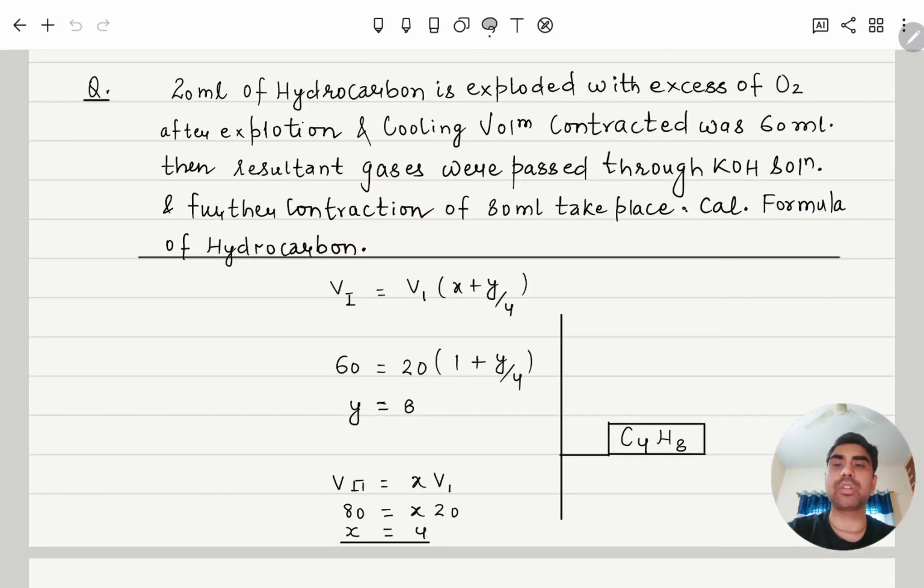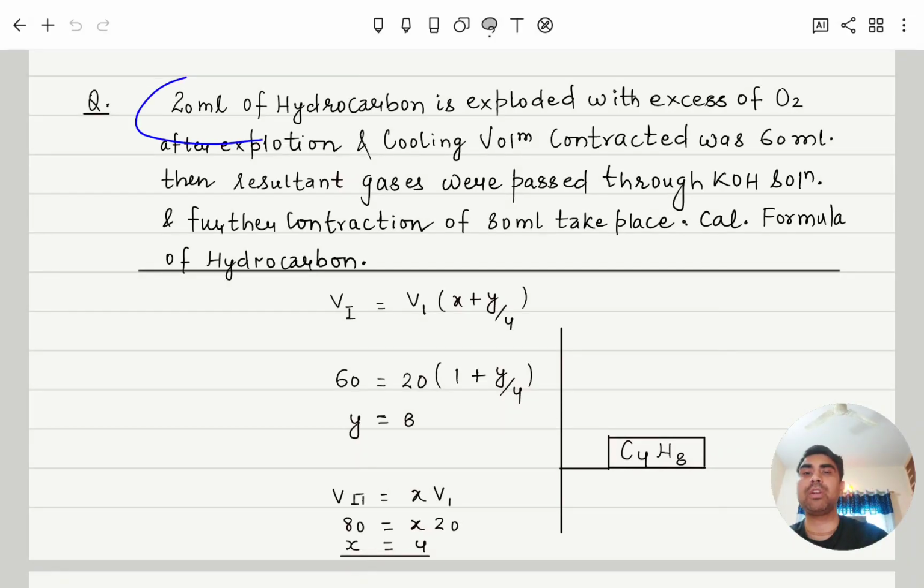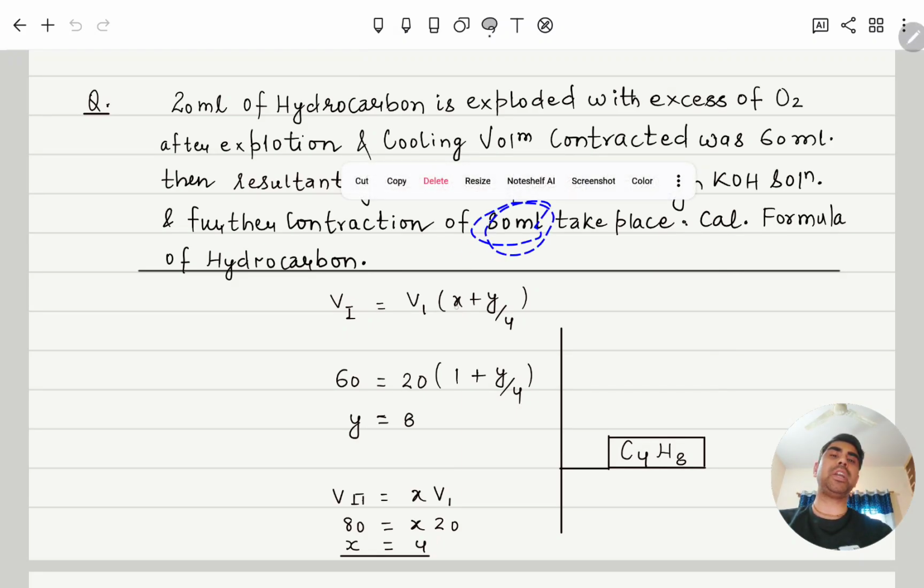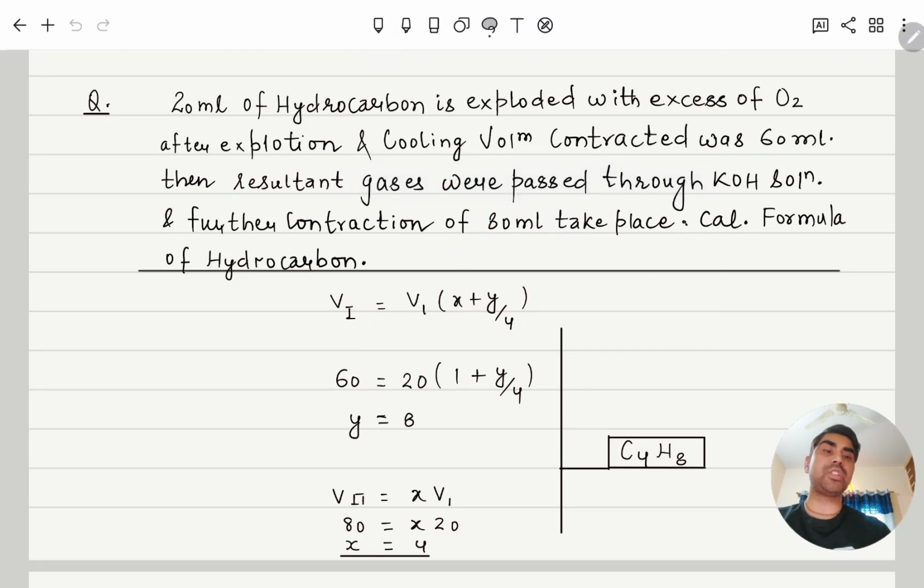Okay, so in this question you can see 20 ml of hydrocarbon is given, which means V1 is given. It is exploded, meaning combusted with excess O2, and after explosion and cooling the volume contracted by 60 ml, which means V Roman 1 is given. Then the resultant gases were passed through alcoholic KOH solution and further contracted by 80 ml, which means V Roman 2 is given.